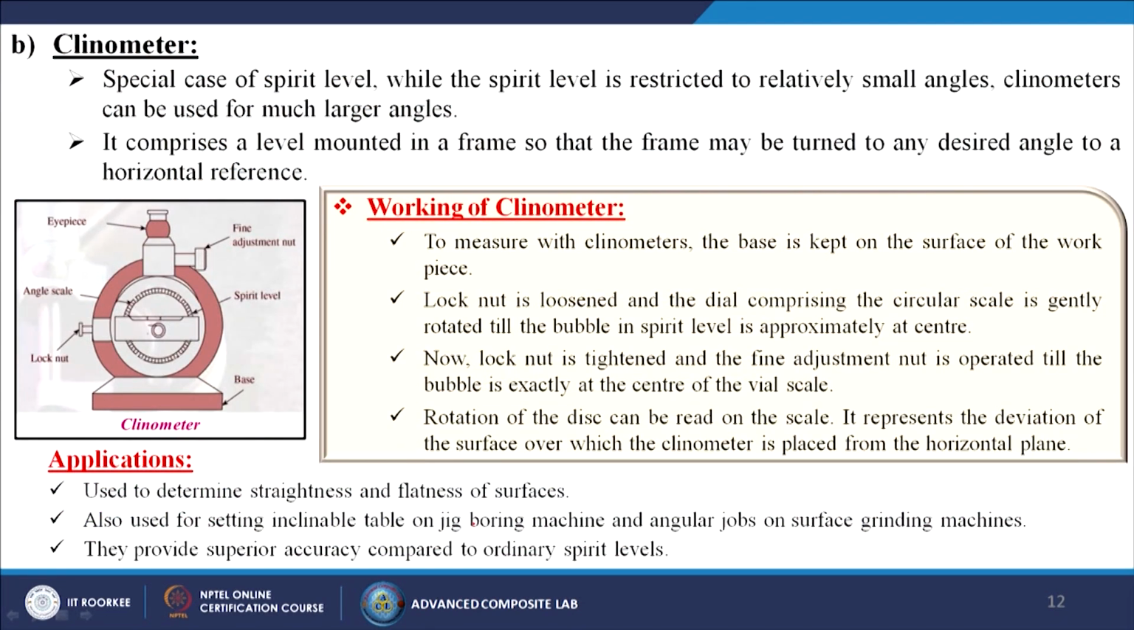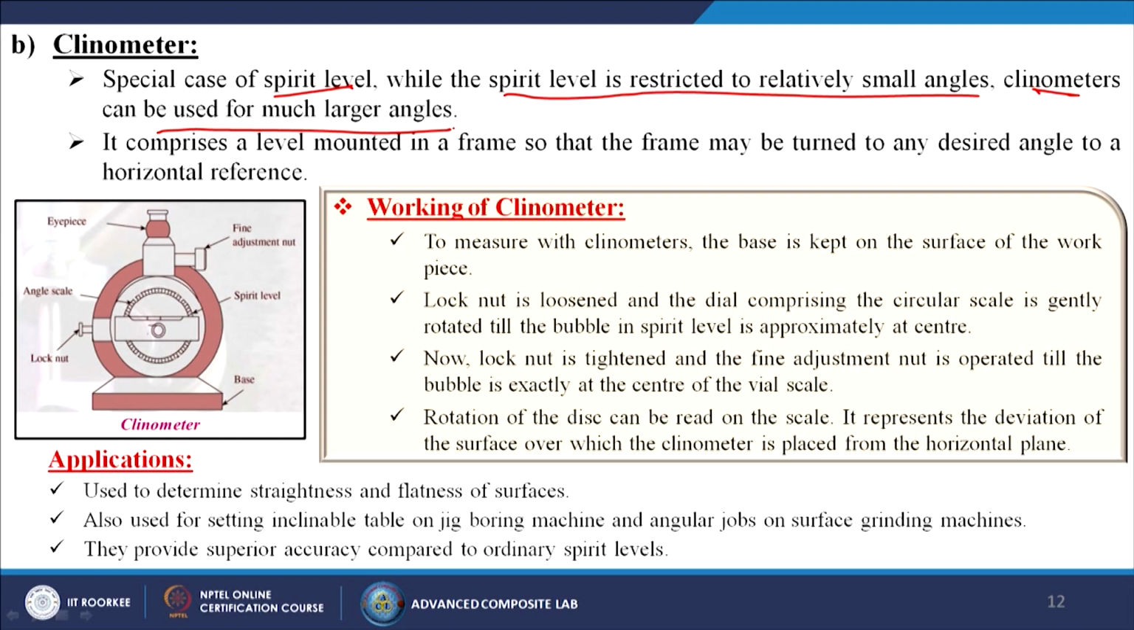Now, the next one is called the clinometer. It is a special case of spirit level. While the spirit level is restricted to relatively small angles, clinometers can be used for much larger angles. When you use the spirit level, it has some limitations; it cannot measure a bigger or large angle. So, the clinometer will solve that particular problem.